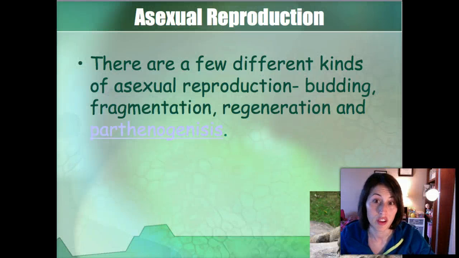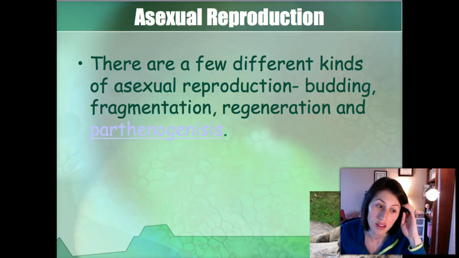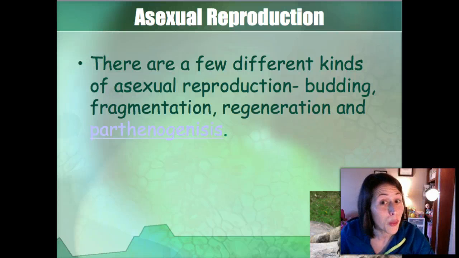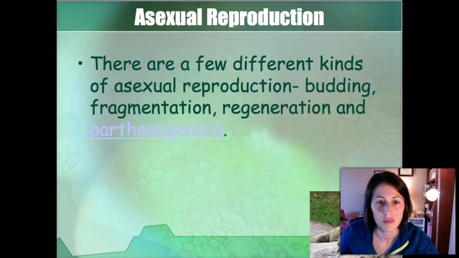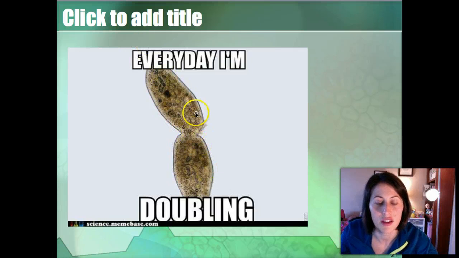So if you are familiar with Jurassic Park, that's actually how they say that the raptors reproduce is through parthenogenesis, because there are no males on the island. So how do they make babies? Apparently like this. So that is asexual reproduction. And just so you know, here's a picture of asexual reproduction. This is actually a bacterial cell that's splitting in half. Every day I'm doubling.